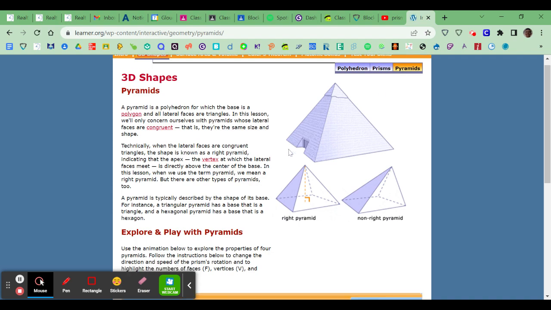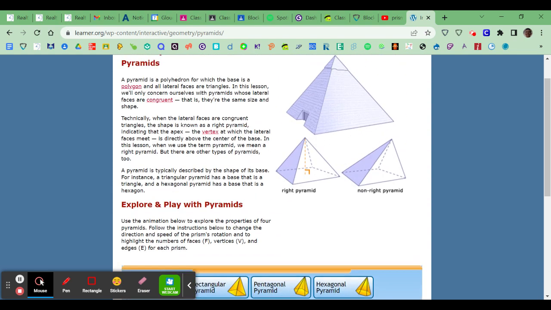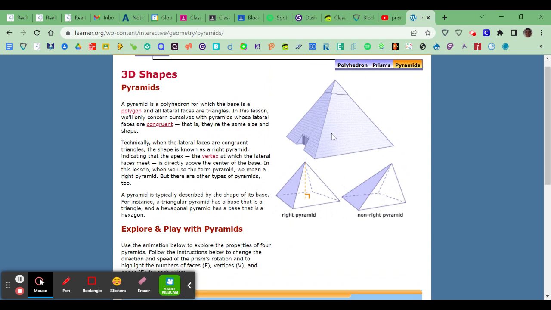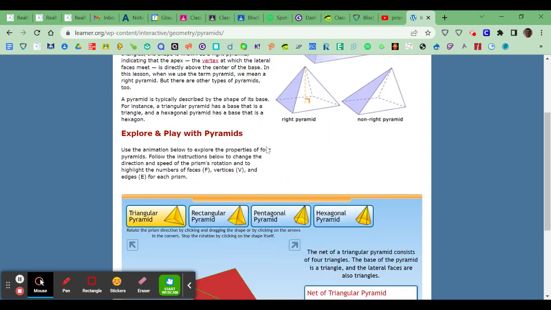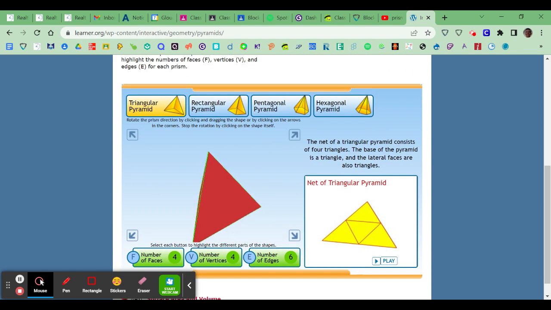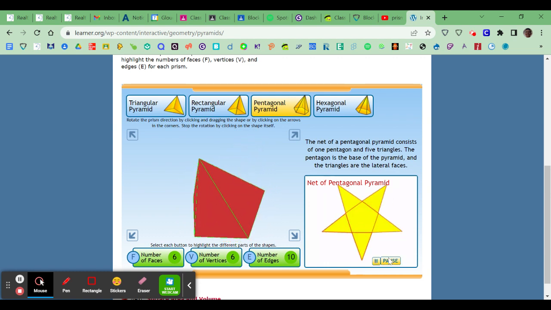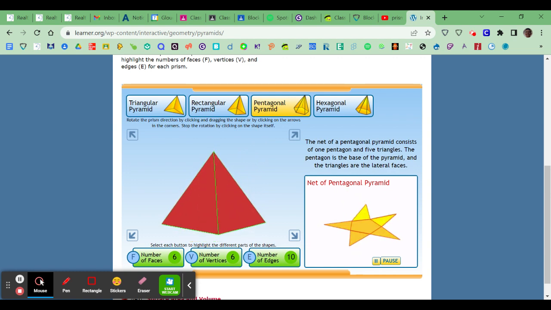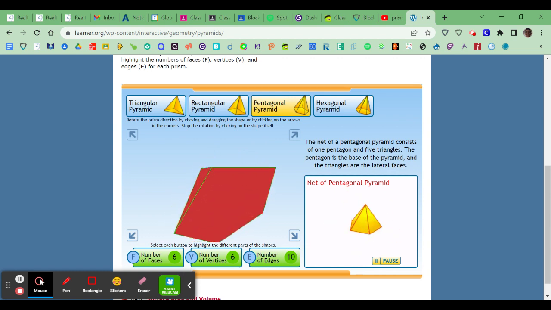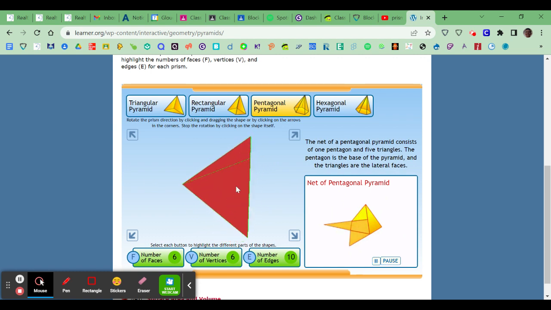So instead of two bases, we just have one base, one polygon base, and it's surrounded by triangles that go up to a point called the apex, or just the vertex. We can call it just an important vertex. Now, it's a little bit easier to see if we go to one of these. So you can see that base there, the pentagon, and it only triangles off of its edges. And when we put it together, those triangles come up to form a pentagonal pyramid.